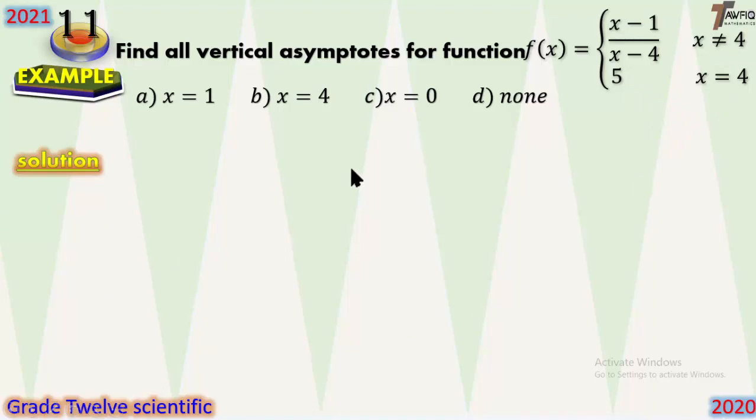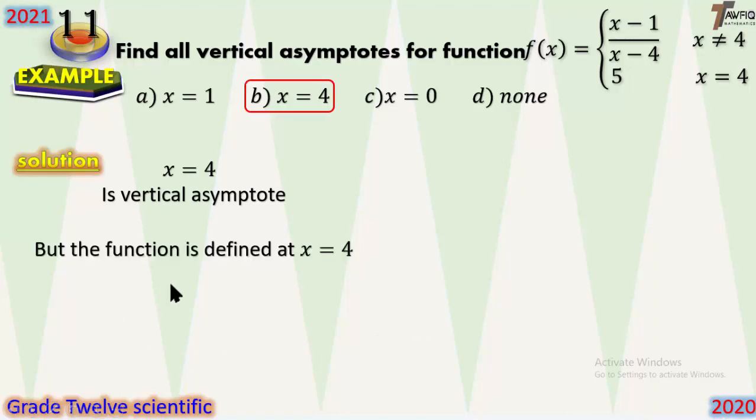To find the vertical asymptote in this function, take x minus 4 and set it equal to 0. Therefore, x equals 4 is a vertical asymptote. But the function is defined at x equal to 4. F of x is equal to 5.